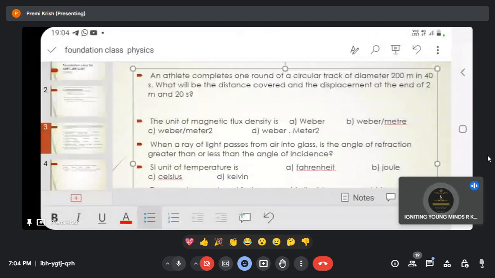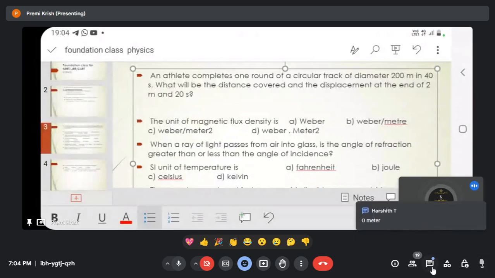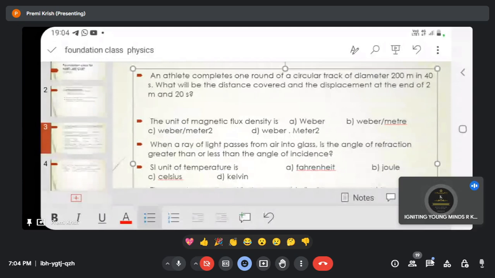So what is the answer you are getting? Let me see. I think some people have put in the chat. 0 meter. What will be 500 meter. 500 meter, 0 meter. Then what is the other one?